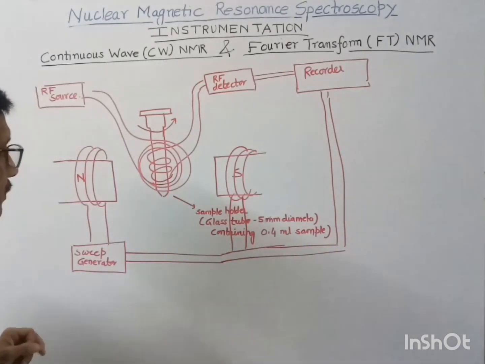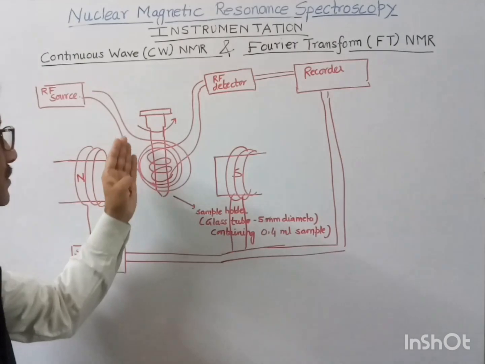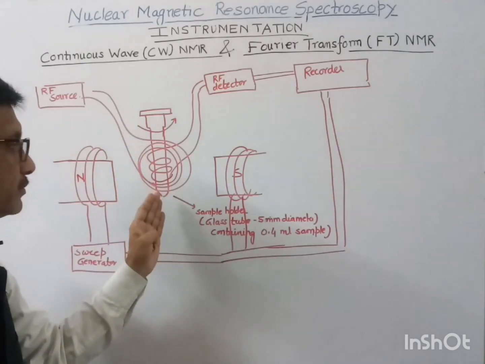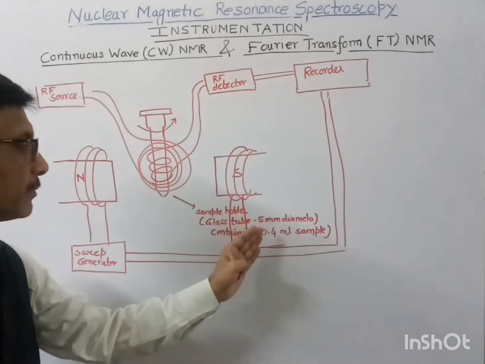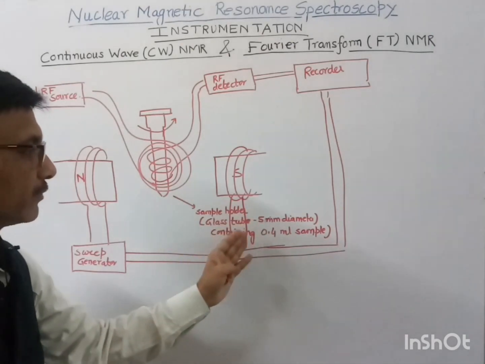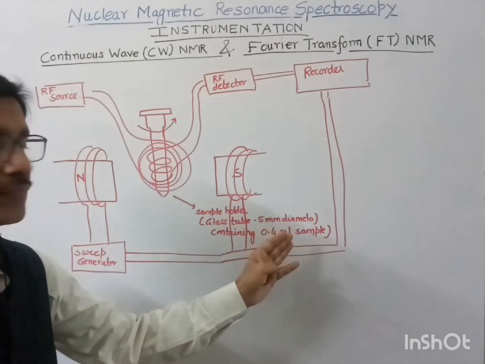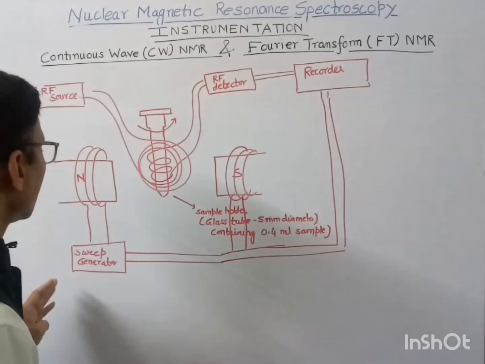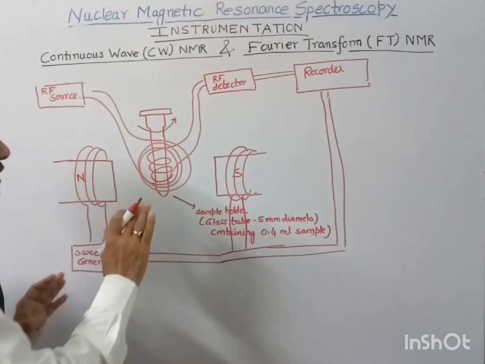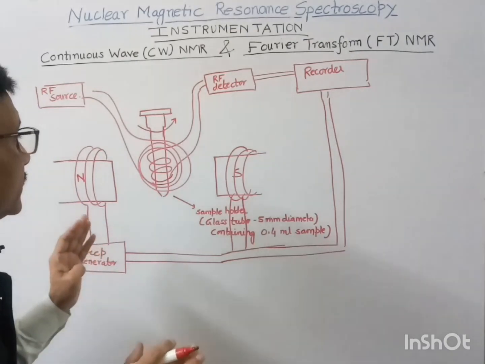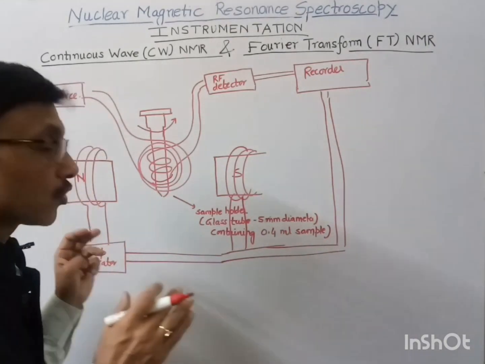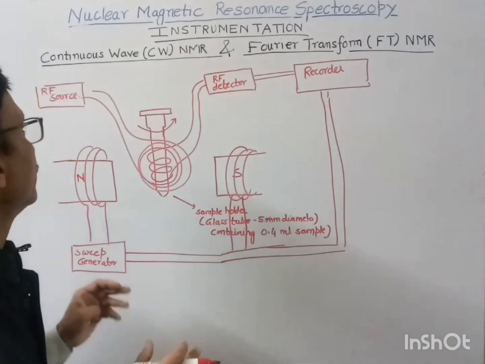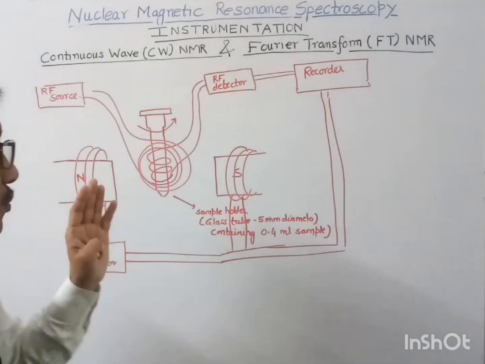Now, as I told you, this is a sample holder which is made up of a glass tube. The diameter of the glass tube is 5 mm and 0.4 ml of sample is filled in it. And this is a strong magnet, as we know that we take the NMR spectra in the presence of a strong magnetic field, and we have a radio frequency source also.